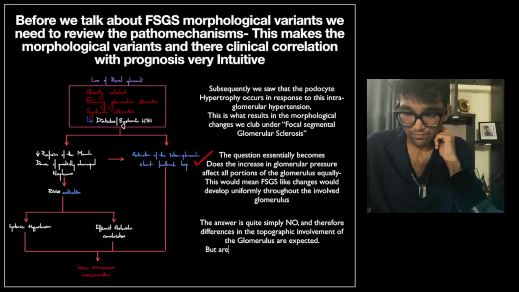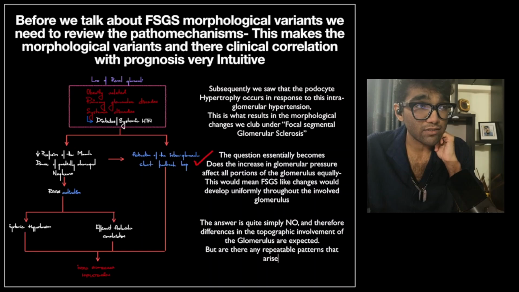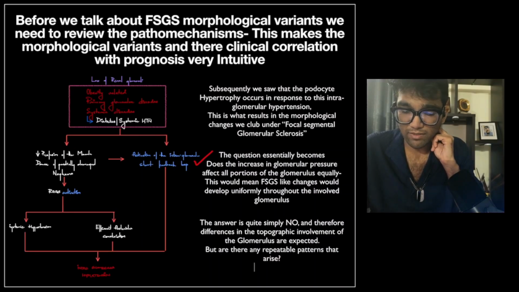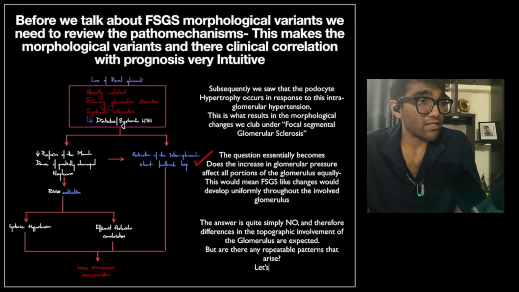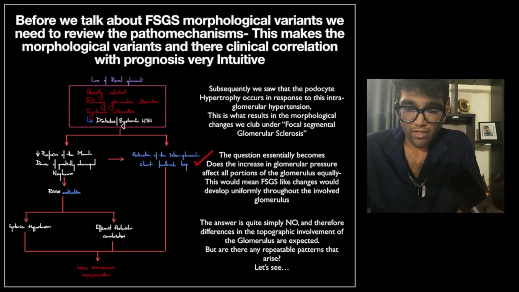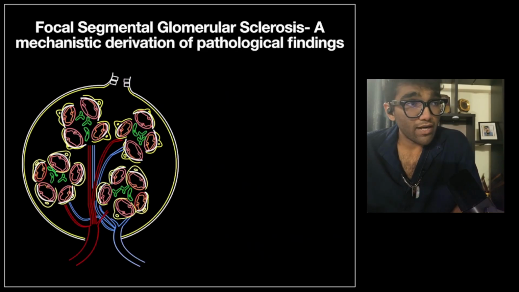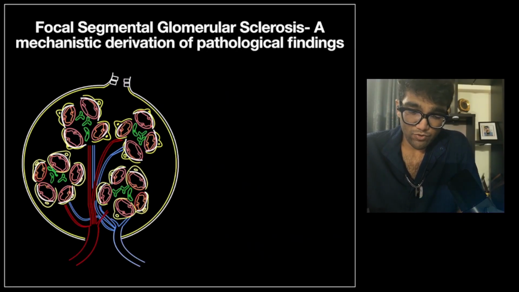Okay, but what are the repeatable patterns? So there are obviously repeatable patterns. We'll try to understand why these repeatable patterns arise. Okay, and that will be the subsequent parts of the discussion. So now we are going to understand the mechanisms that work here. So this is a mechanistic derivation of how FSGS morphology appears.